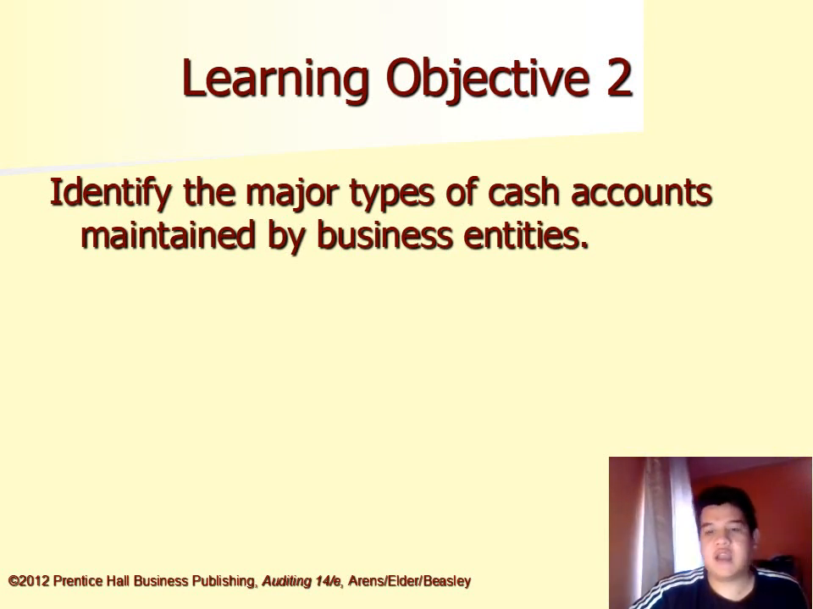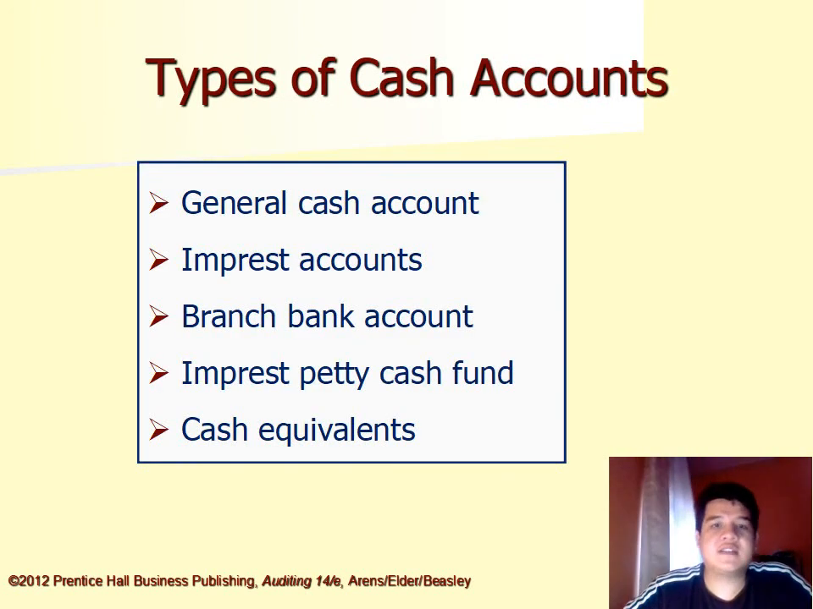So we move to learning objective 2, which is to identify the major types of cash accounts maintained by business entities. So there are various types of cash accounts, the first being the general cash account. The general cash account is the focal point of cash for most organizations because virtually all cash receipts and disbursements flow through this account.